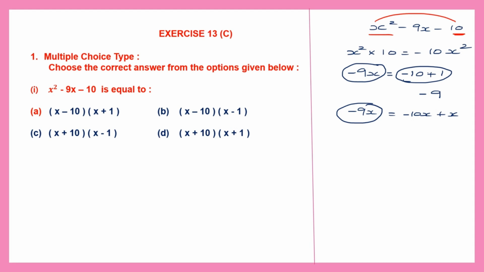So now I'm going to rewrite this trinomial. Let me write it here first. x square minus 9x minus 10. Now I'm going to rewrite this as x square, this will remain the same. Now minus 9x has now become this, isn't it? So it's minus 10x plus x minus 10.